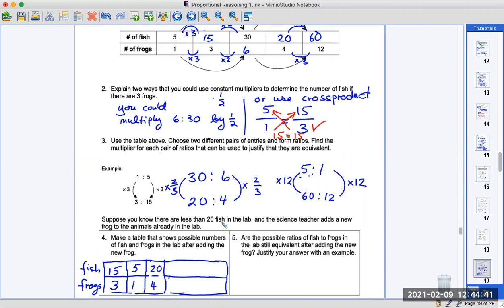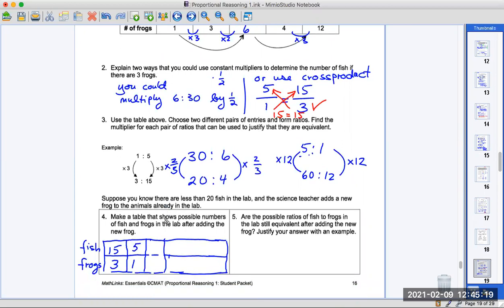We know there's less than 20 fish in the lab. So we don't know how many. Let's keep 15, it's our last 15. How about, let's think of a number of fish. Three fish. No, because then we won't have any frogs, because if you take 3 fish, it's 5 to 1, so you wouldn't have any frogs. Oh, so you can do a half a frog. You can't have half a frog. I'm not sure where this is heading.